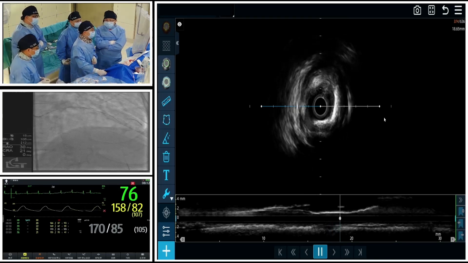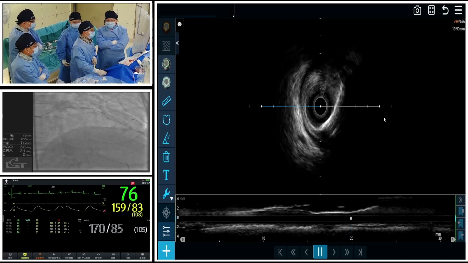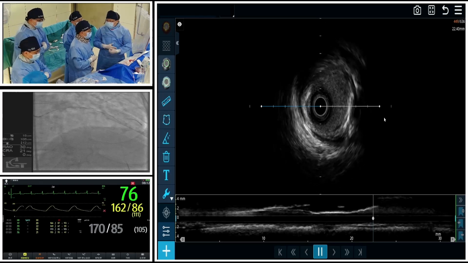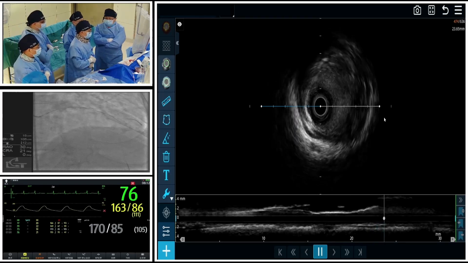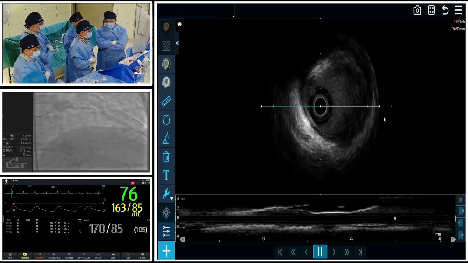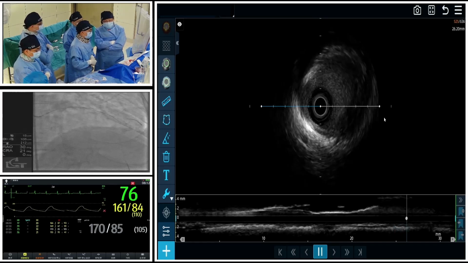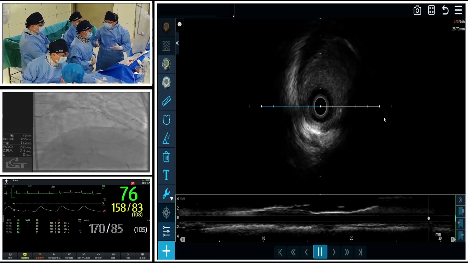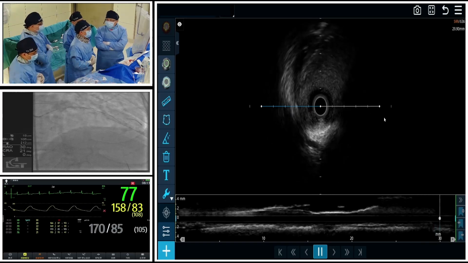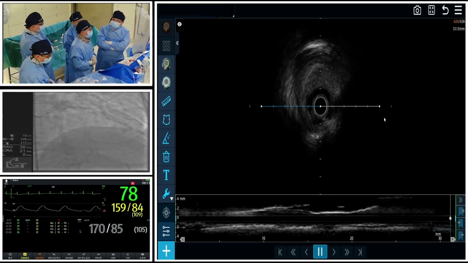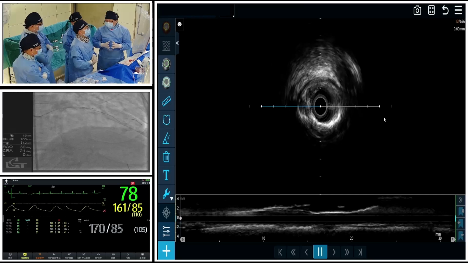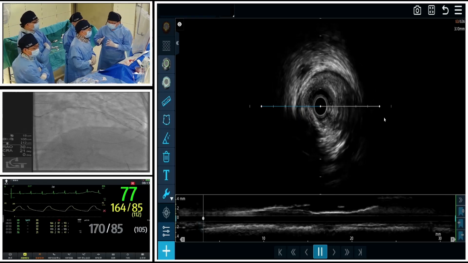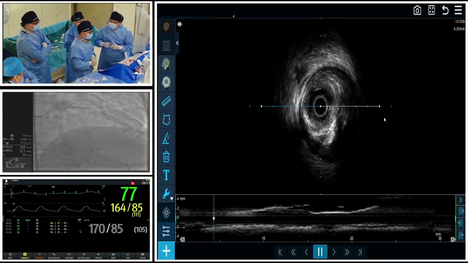So the system is very useful, especially for CTO PCI, and I will show a demo in the future about how to use it in CTO PCI. And for calcified lesion PCI, it is also very useful. It gives us a very clear demonstration of the distribution of the calcified lesion, and the relationship between the calcified lesion and the lumen and the soft tissue.